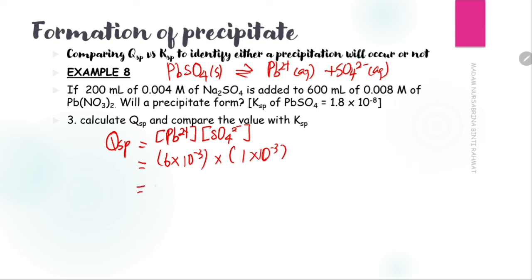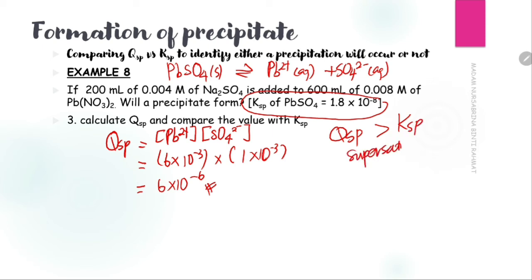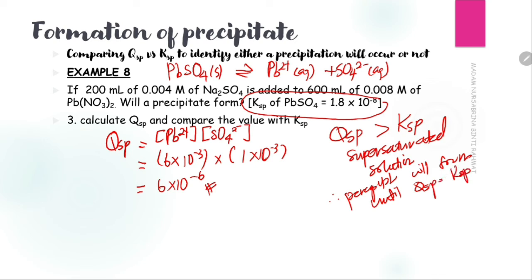So we will get our QSP to be 6 times 10 to the power of negative 6, which is larger than the KSP value stated, which is 1.8 times 10 to the power of negative 8. So my QSP is greater than KSP. That means again we are having a supersaturated solution. So precipitate will form until QSP equals KSP.